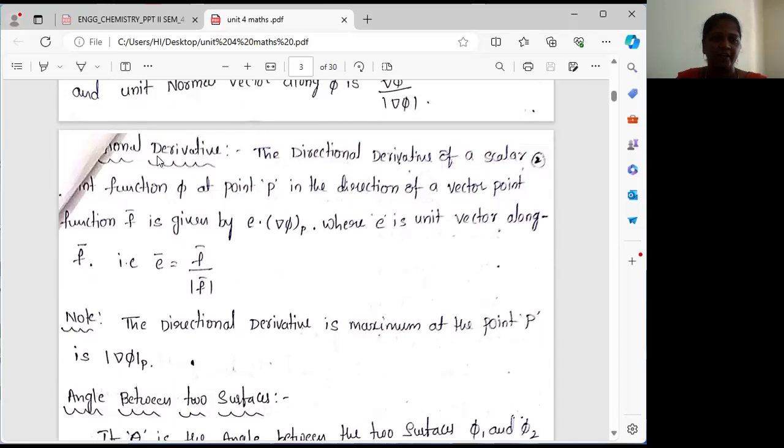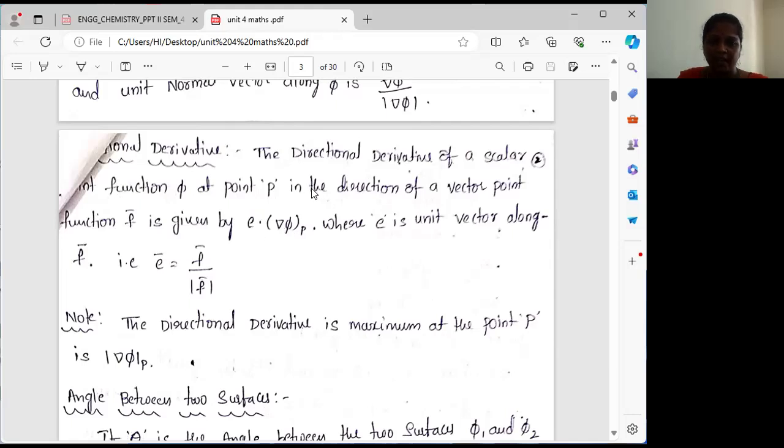Next, directional derivative. The directional derivative of a scalar point function phi at point P in the direction of a vector point function f bar is given by e dot del phi, where e is the unit vector along f bar. So f bar is a vector, and the unit vector is the vector divided by its modulus, that is e.